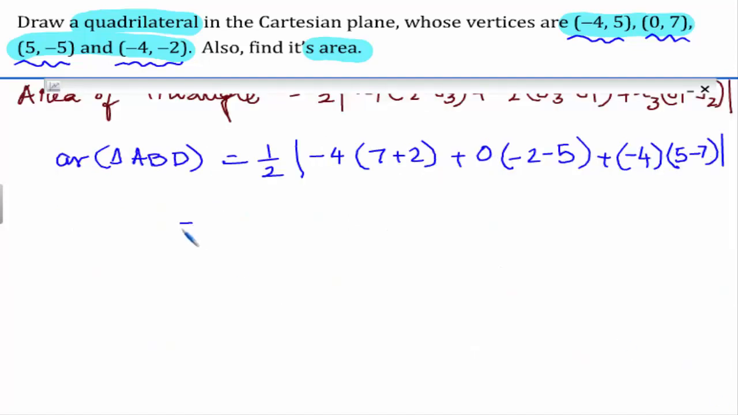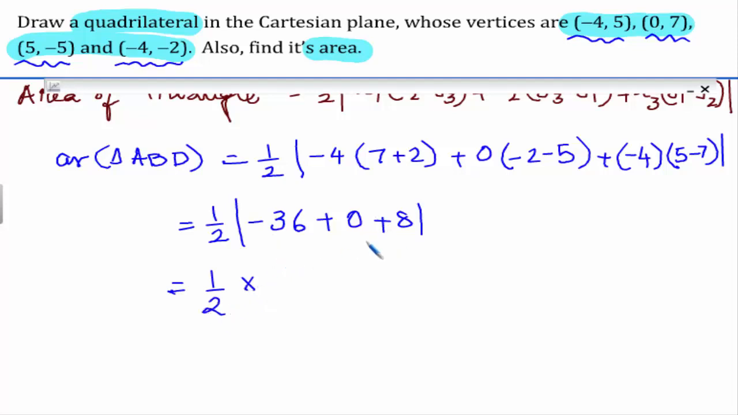Now if we simplify further, we get half into, this is -4 into 9, that is -36, this is anyhow 0, and this is -4 into -2, which is 8. So this is half into -28. That means if you remove the modulus, it will be plus 28. Therefore it is 14 square units.